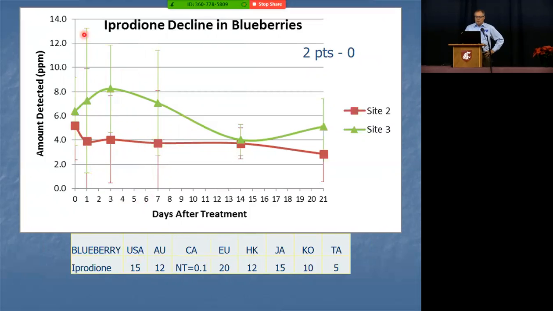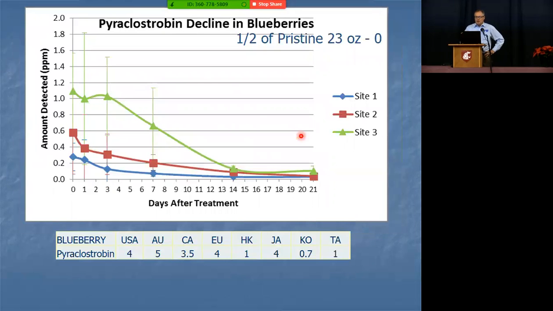Here's Rovral. Rovral is used at a high rate, and you look at the 15 is the tolerance in parts per million. We're well below that. We're below it for Australia. We can't go into Canada. There's just no tolerance for it in Canada. But Hong Kong, for Taiwan, we've got to do some more work to see whether we can go into Taiwan with Rovral.